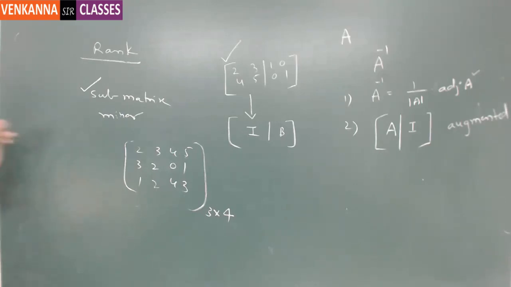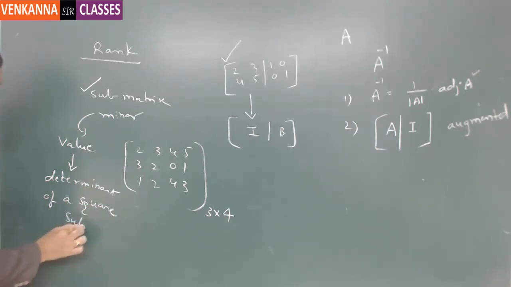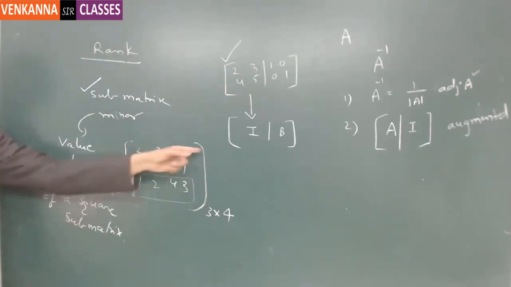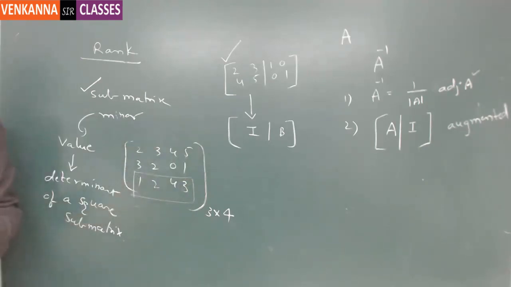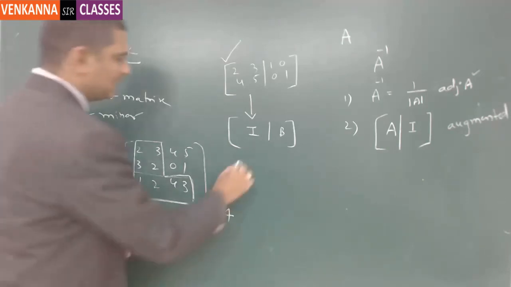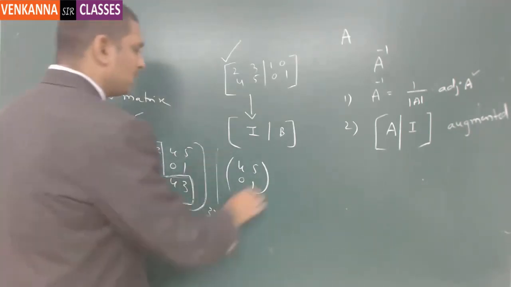Right. Now, minor is nothing but a value which is the determinant of a square submatrix. So while choosing the submatrices, you can have rectangular submatrices as well as square submatrices. Suppose I have excluded this row, this is a rectangular submatrix 2 3 4 5 3 2 0 1. Suppose I have omitted this part. So what is the result? 4 5 0 1. This is a square submatrix of the original matrix. So if I calculate the determinant of it, it is called minor.